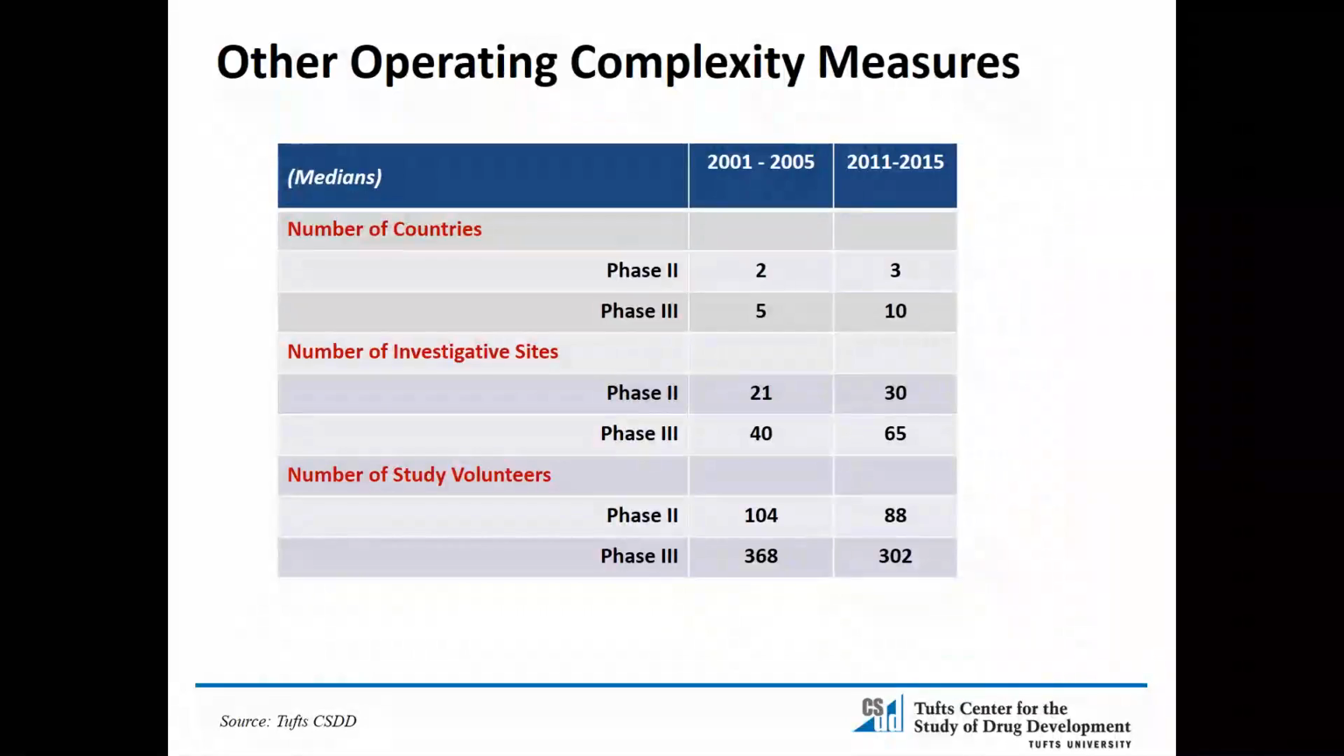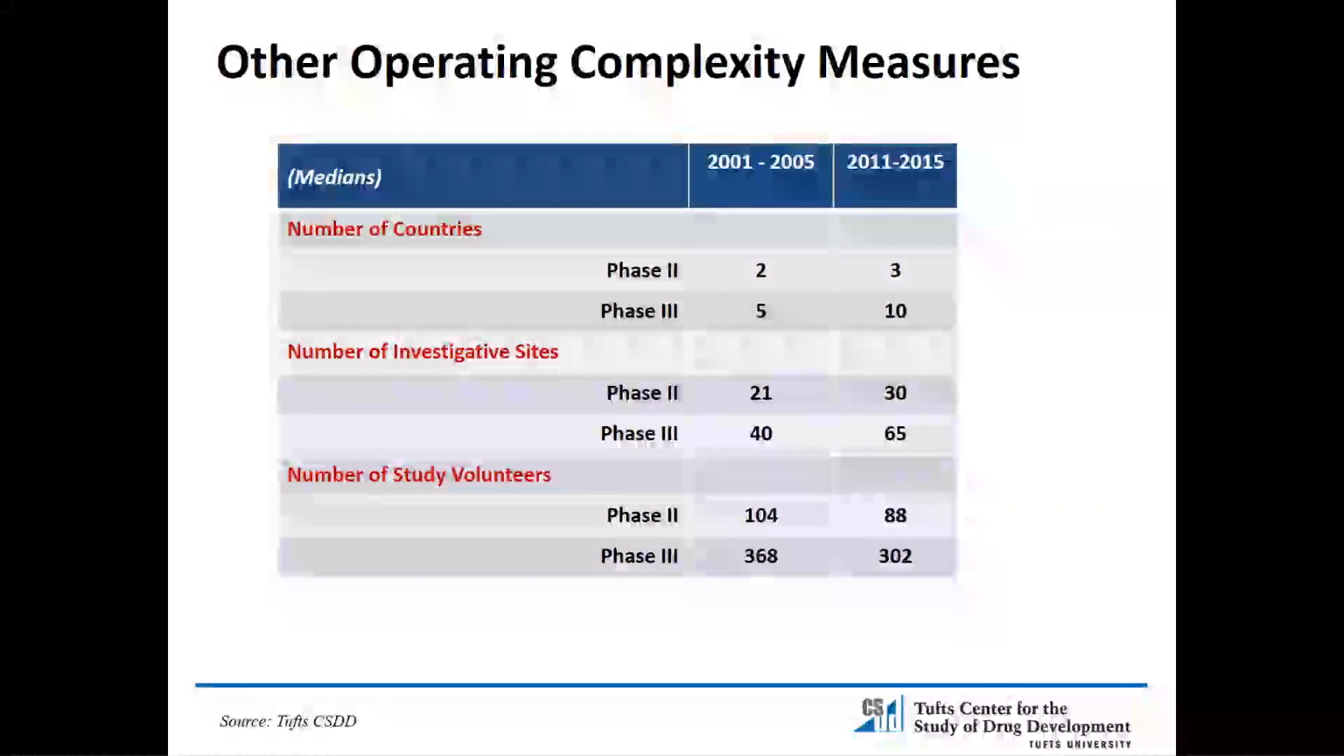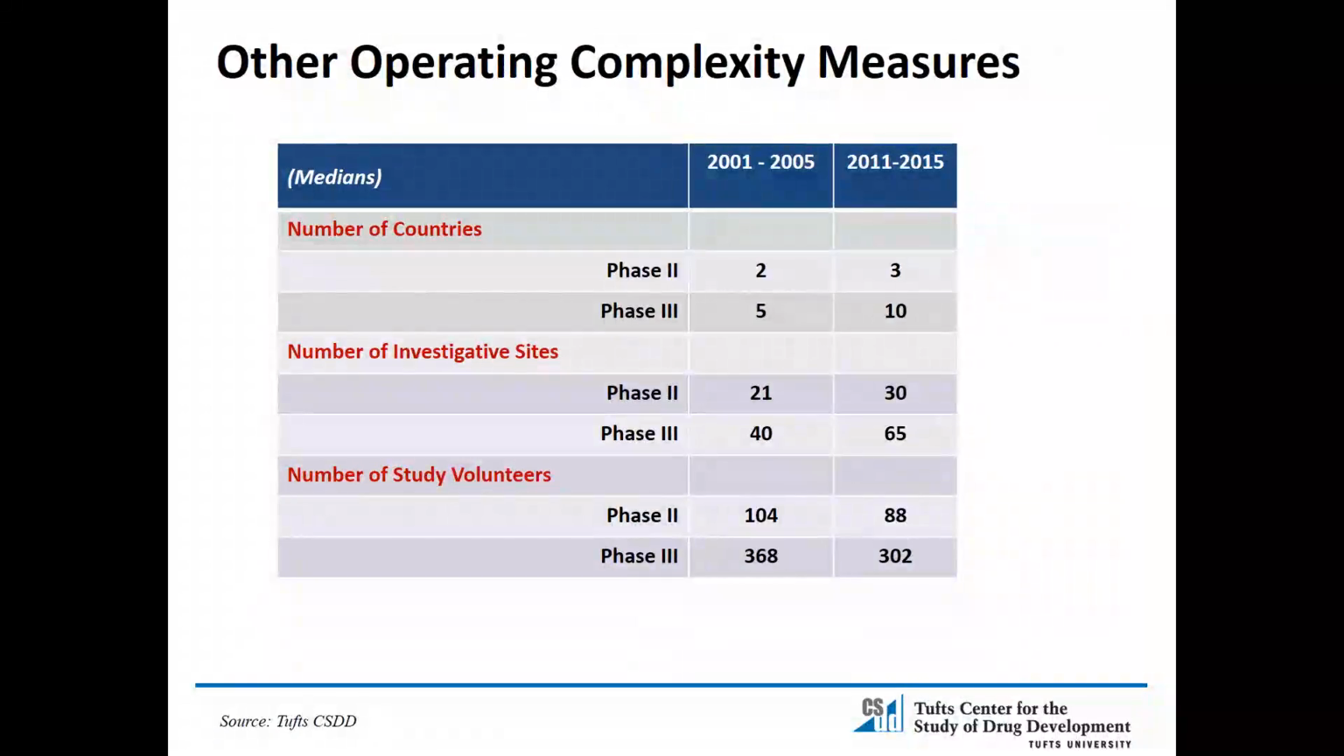Interestingly, the number of investigative sites has increased while the average number of study volunteers per protocol has declined. And this is in part a function of organizations looking to spread recruitment risk across a larger number of sites, at the same time that the average clinical trial is getting smaller as we target more rare diseases and or more targeted stratified diseases.